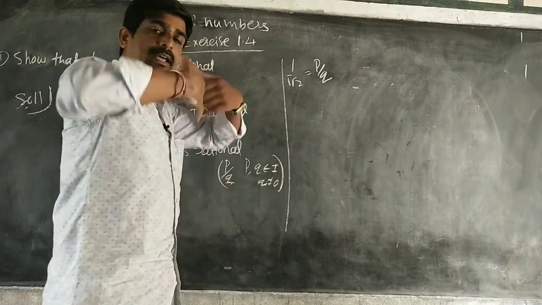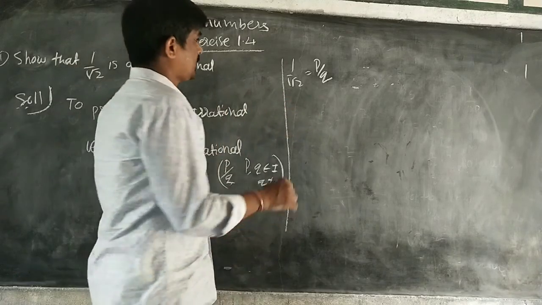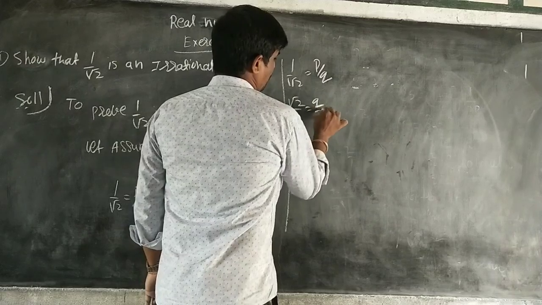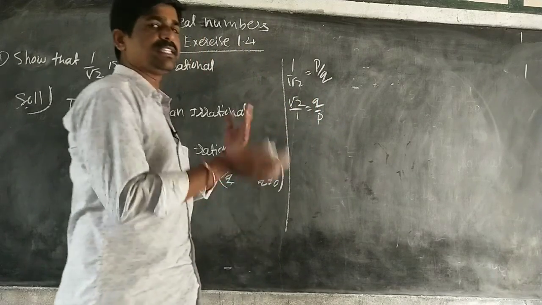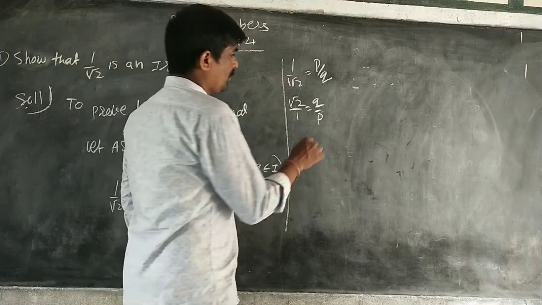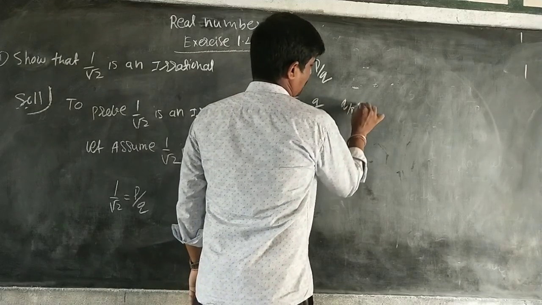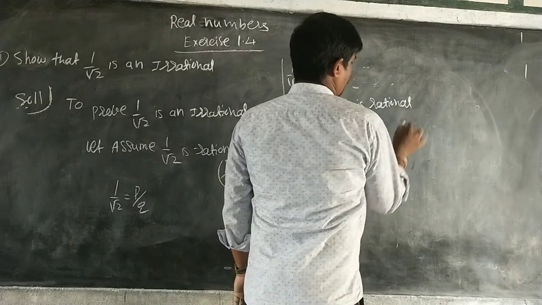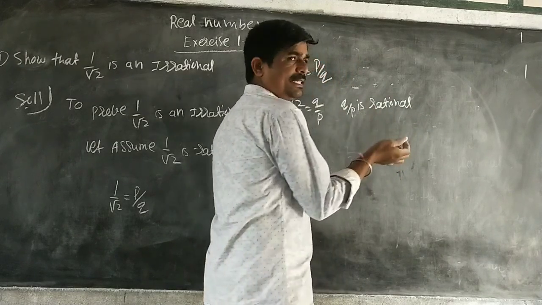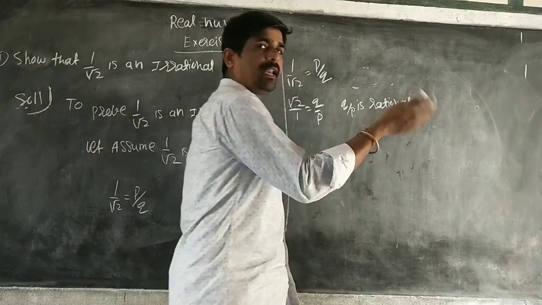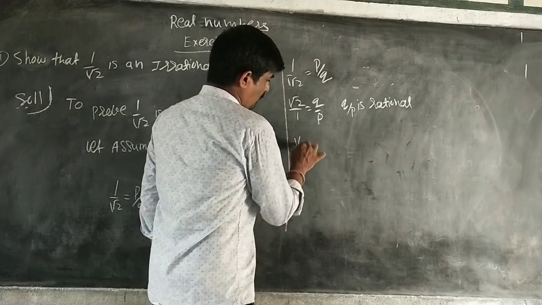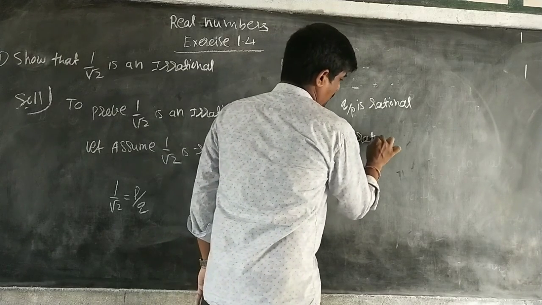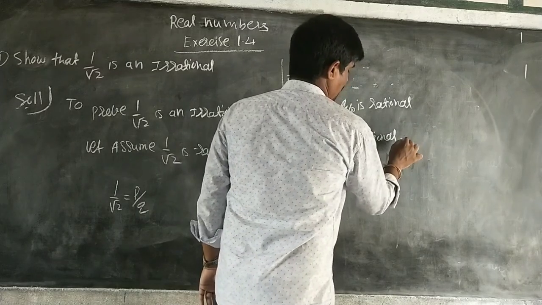Now I am writing the reciprocal of the given fraction: root 2 by 1 is equal to q by p. Just numerator and denominator change, reciprocals. Therefore q by p is a rational number, because q and p both are integers. Therefore q by p is some rational number, so root 2 is also a rational number.